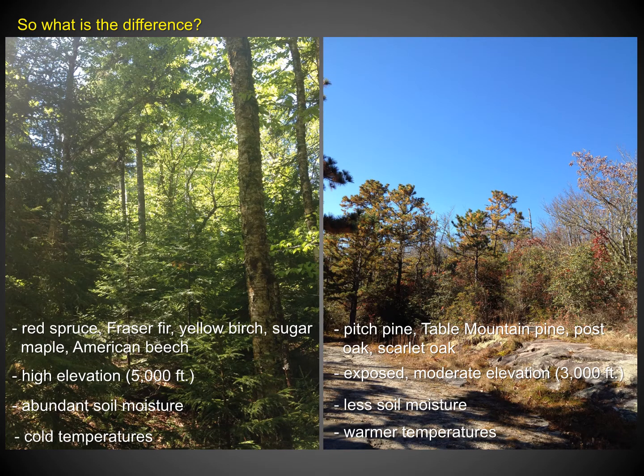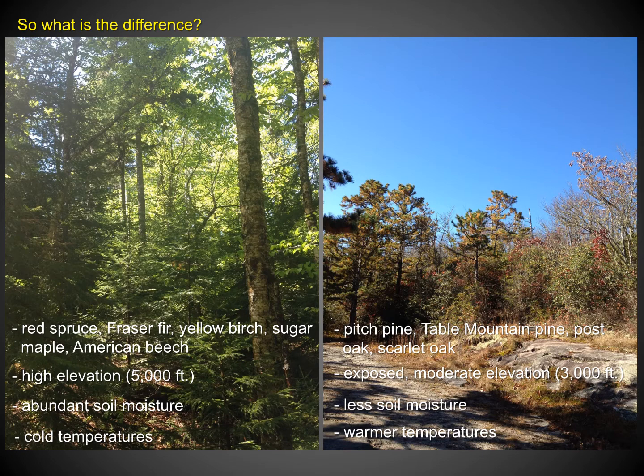So the difference here between these two communities and the difference in growing conditions has much to do with the differences in elevation. The spruce fir community, as mentioned earlier, in North Carolina is only found at an elevation of roughly 5,000 feet or above. Here the temperatures are much cooler throughout the year. Precipitation in the form of rain and snow is common, and soil moisture is abundant as a result. Species adapted to these conditions, species you would more likely encounter in New England, like red spruce, yellow birch, and sugar maple, are present.